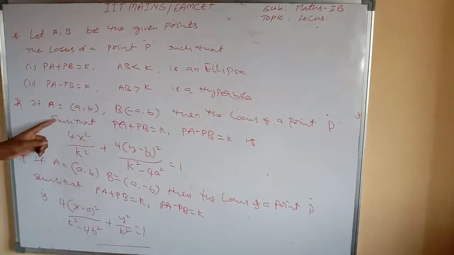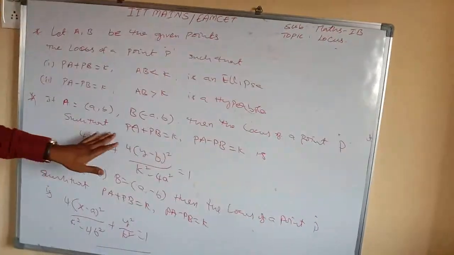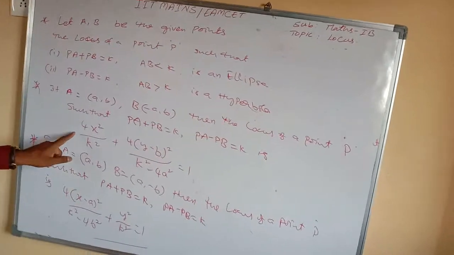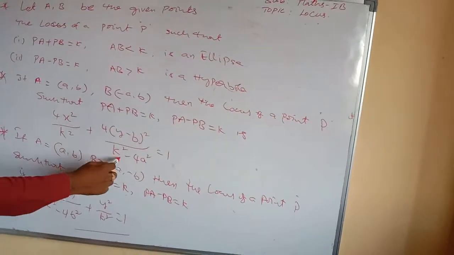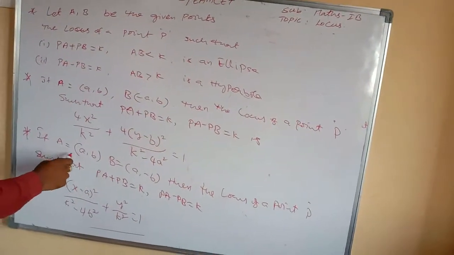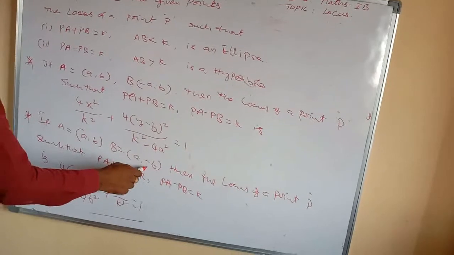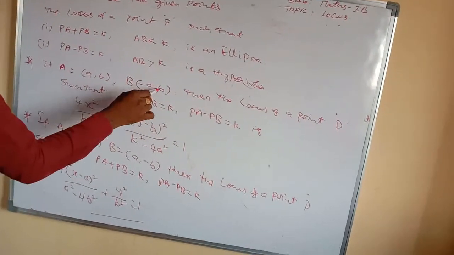Now I repeat, A is equal to (a, b), B is equal to (minus a, b), and the locus of a point such that the condition is 4x square by K square plus 4 into (y minus b) whole square by (K square minus 4a square) is equal to 1. And again, the points A is equal to (a, b), B is equal to (a, minus b), note the difference between these points and these points.